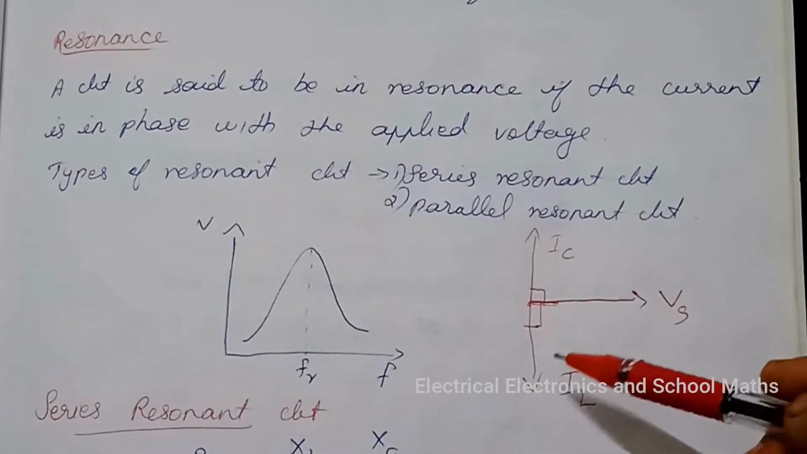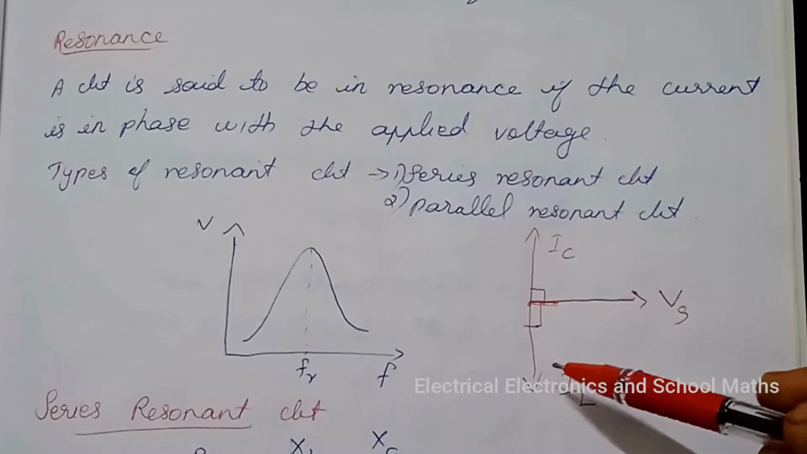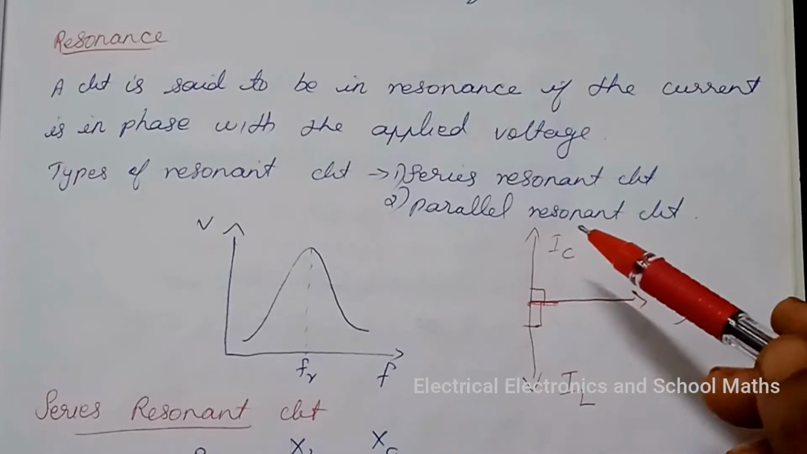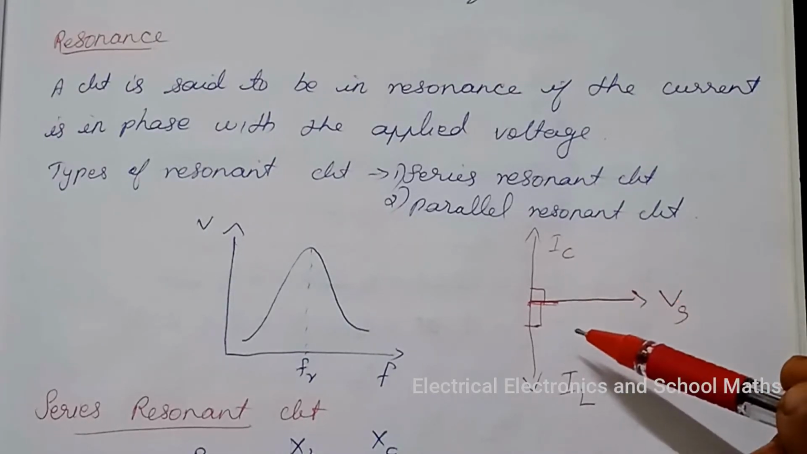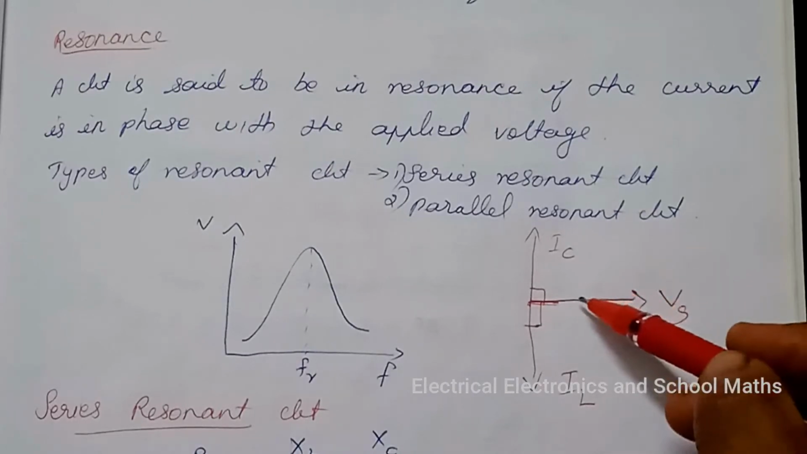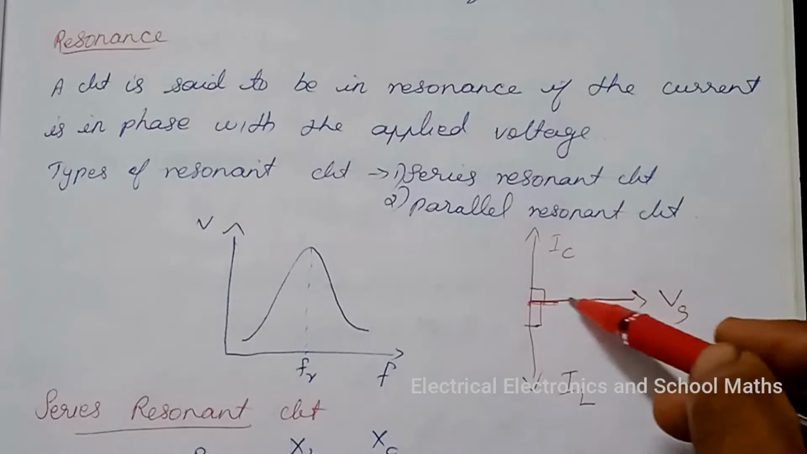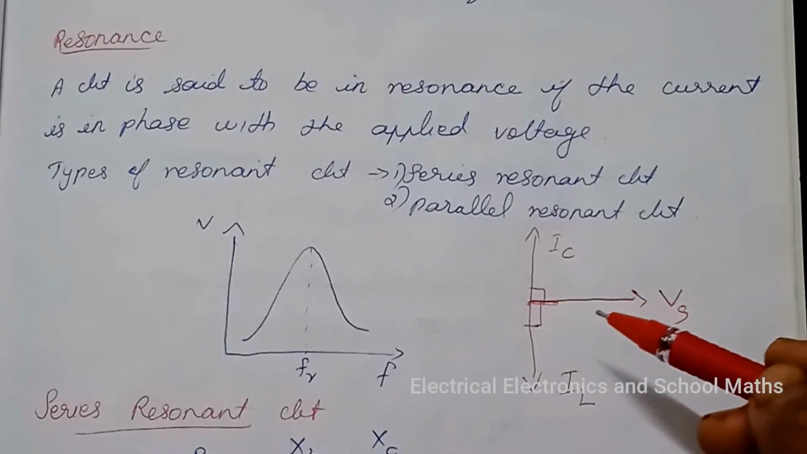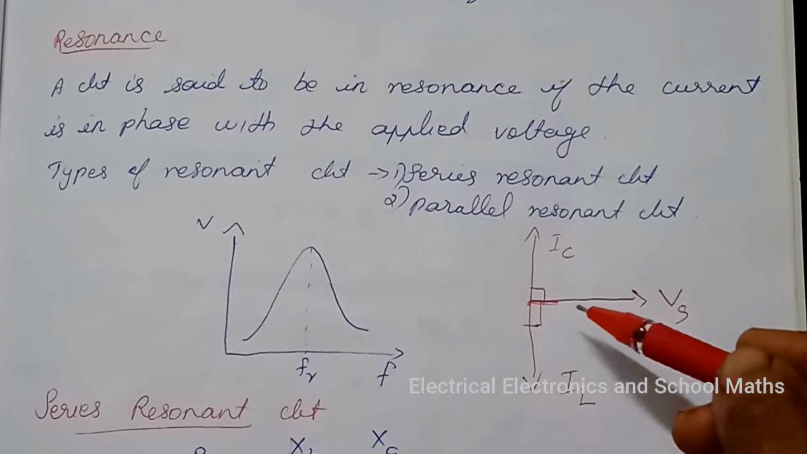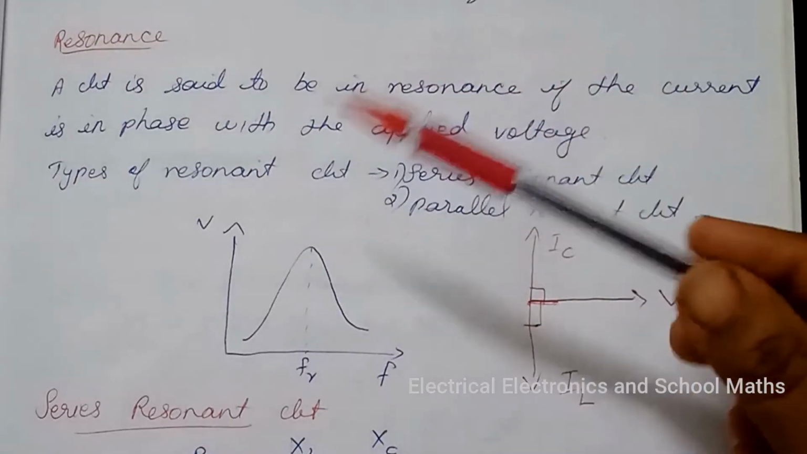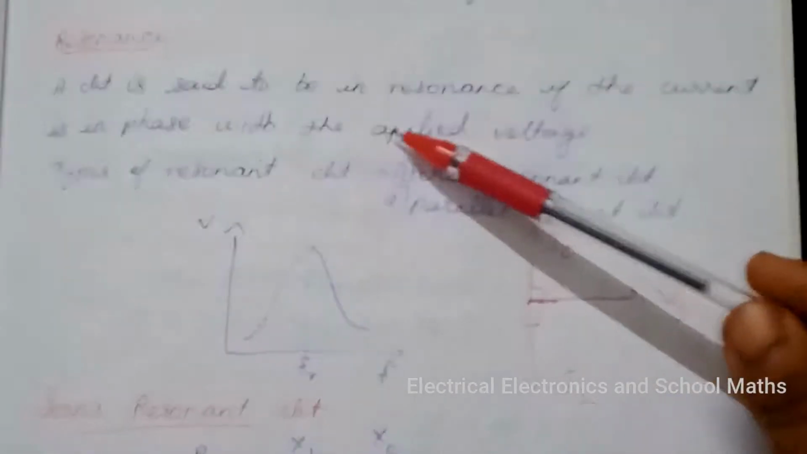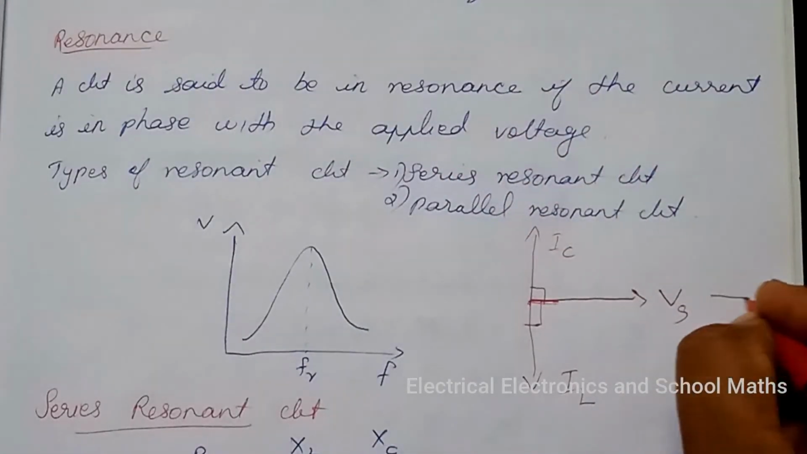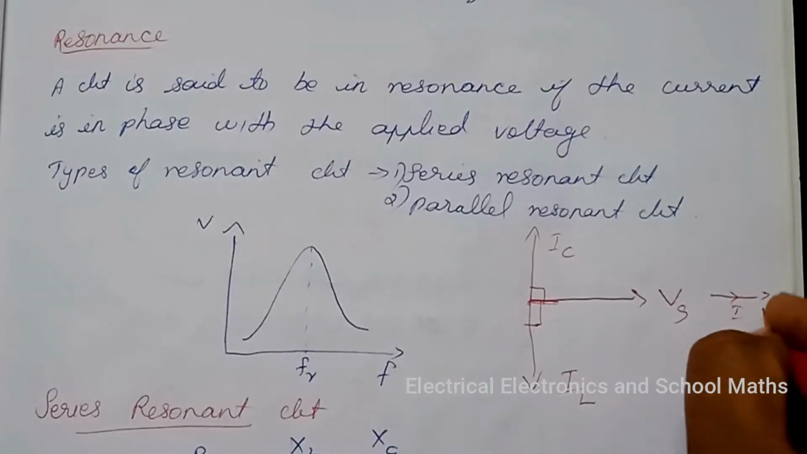If, however, the inductive effect of the coil is exactly equal to the capacitive effect of the capacitor, the two voltages will cancel each other and the voltage and current will be in phase. Such a circuit is called a resonant circuit and the phenomenon is called resonance. That is, a circuit is said to be in resonance if the current is in phase with the applied voltage.